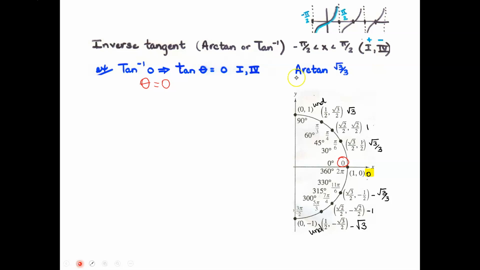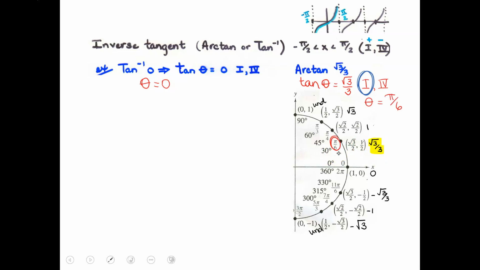All right, look at the next one. Arctan of square root of 3 over 3. So that means that tangent equals square root of 3 over 3. And I only have first and fourth quadrants to choose from. Since it's positive, what quadrant am I going to be in? I'm going to be in the first. So I'm going to use this guy right here. Pi over 6.